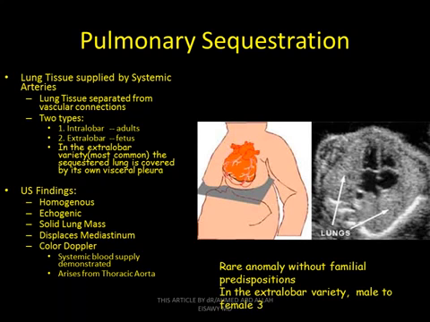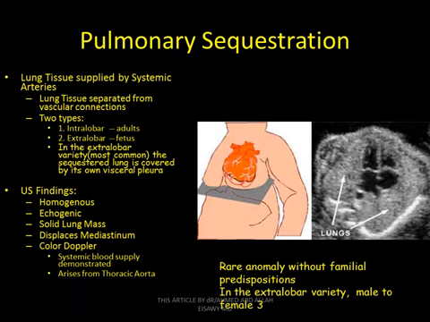Lung tissue supplied by a systemic artery: pulmonary sequestration. Lung tissue separated from vascular connection. Two types: intralobar, in adults, and extralobar, which is present in the fetus. In the extralobar variety, the most common, the sequestrated lung is covered by its own visceral pleura.